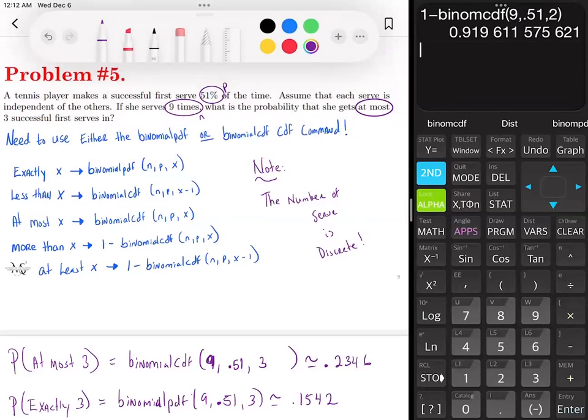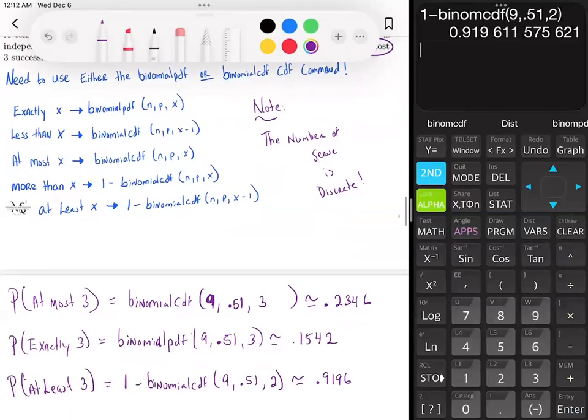So just be mindful of the key word in the problem, okay? Then from there, figure out which one of these commands you can use, and write out that command along with your values of n, p, and x, right? If you have the more than or at least case, make sure you do 1 minus binomial CDF, right? So 1 minus has to happen first in the calculator, then binomial CDF of whatever. If it's the exactly case, just make sure that you're using a PDF rather than a CDF. And those are essentially your solutions to problem 5.